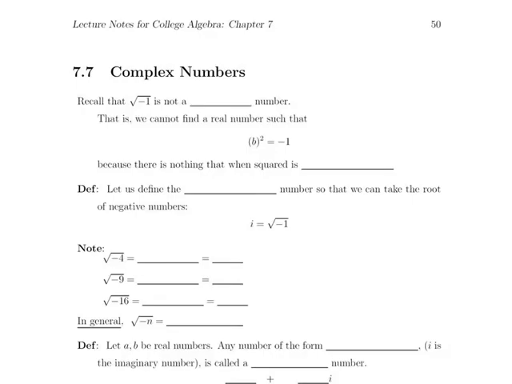Let's begin by recalling that the square root of negative 1 is not a real number. That is, we cannot find a real number b such that b squared is equal to negative 1, because there's nothing that when squared is negative. So let us define the imaginary number so that we can take the root of negative numbers. We're going to define i to be the square root of negative 1.